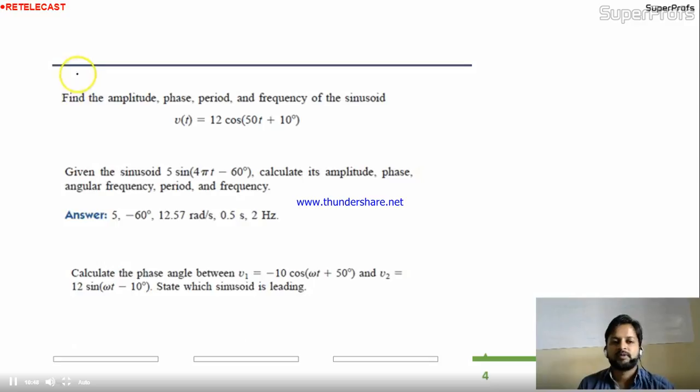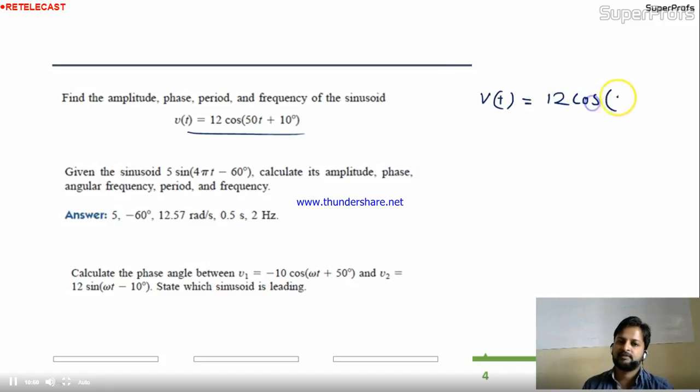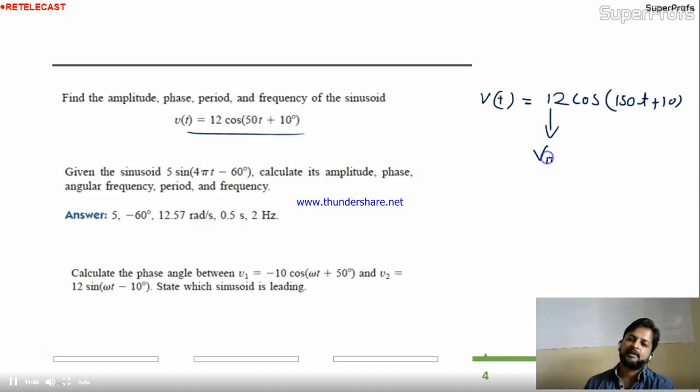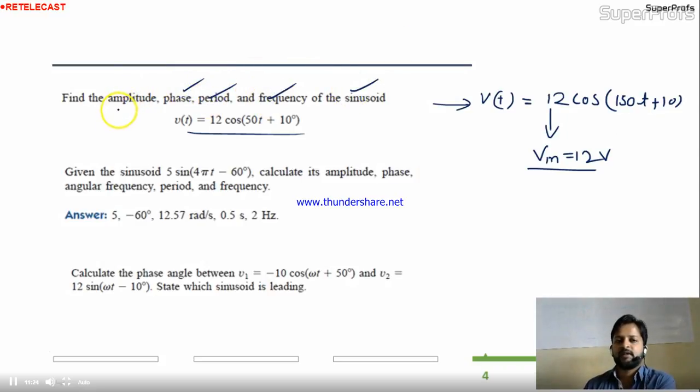Now, come to the question. They're asking to find the amplitude, phase, period and frequency of the sinusoids. We'll see this, very simple questions. V(t) = 12 cos(50t + 10°). So friends, the magnitude is clearly visible over here. Vm is nothing but 12 volt, as this is the voltage equation. Now they're asking to find out the phase, period, frequency of the sinusoid and amplitude. Amplitude is over. Come to φ now. φ is 10 degrees.